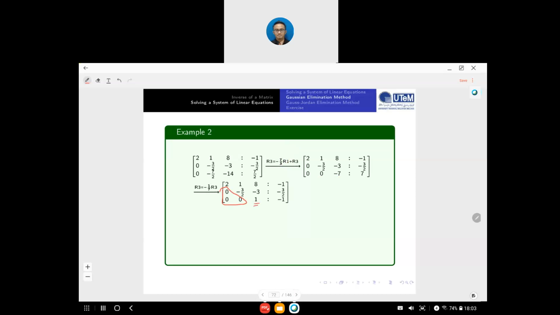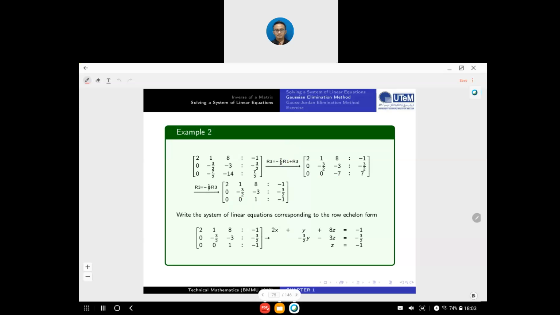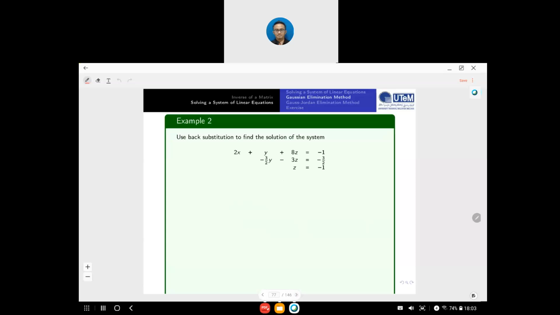Next, you transform to the linear equation. So, you can get 2x plus y plus 8z equal to negative 1. And then negative 3 over 2y minus 3z equal to negative 3 over 2. And then z equal to negative 1. Since we have the answer for z, we can find the value of y. To get the value of y, substitute z at the value here. So you can get y equal to 3.